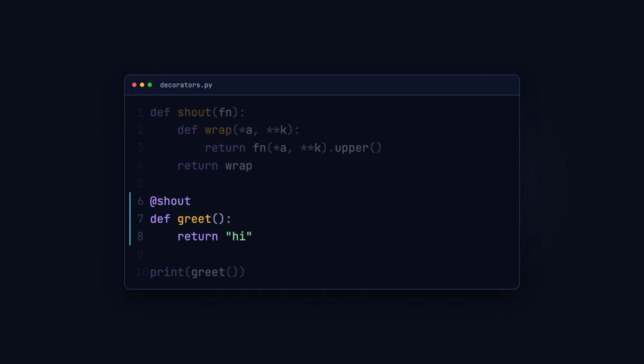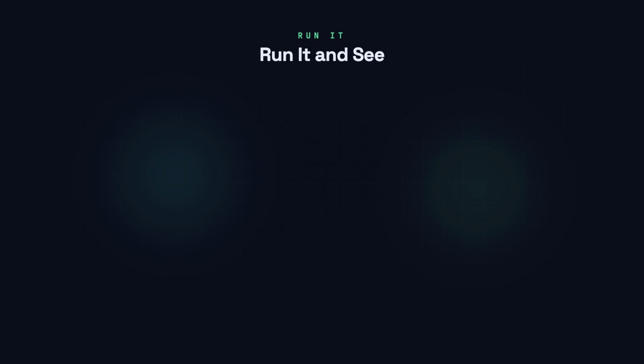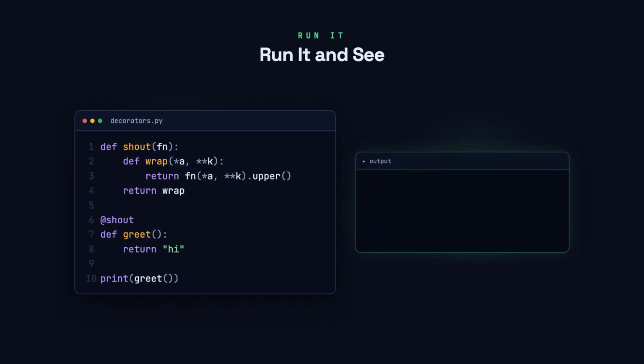The @ sign followed by the decorator name is Python's shorthand syntax. Writing @shout above def greet is the same as saying greet equals shout of greet. From this point on, greet is the wrapped version. When we run the program, greet returns the string hi, wrap converts it to uppercase, and Python prints HI. The greet function itself was never changed, the decorator did all the work.